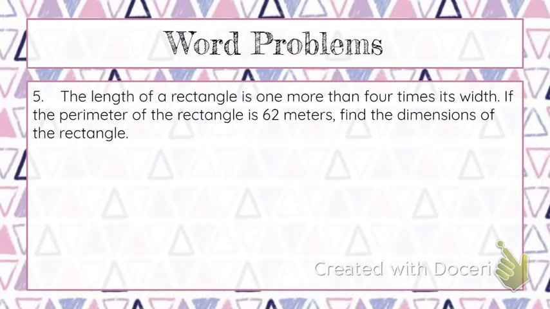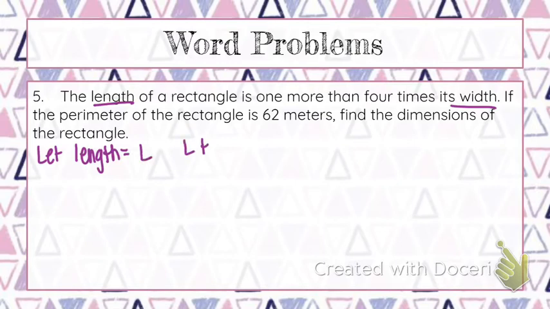Okay, number 5. The length of a rectangle is 1 more than 4 times its width. If the perimeter of the rectangle is 62 meters, find the dimensions of the rectangle. So it wants us to find length and width. So length and width are going to be our variables. So let length equal L.